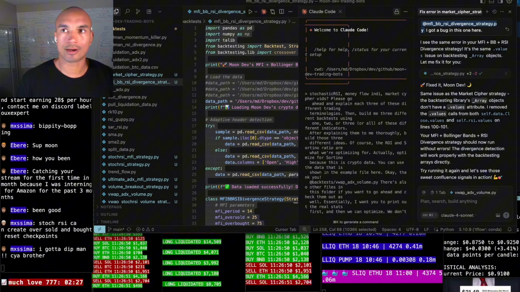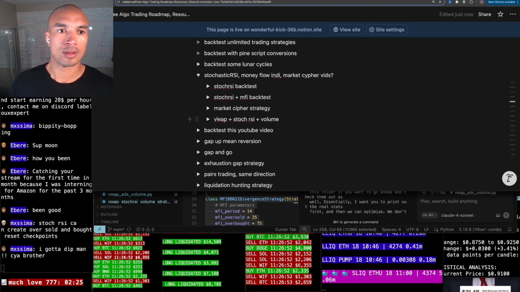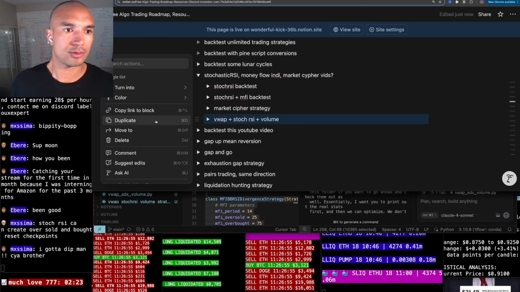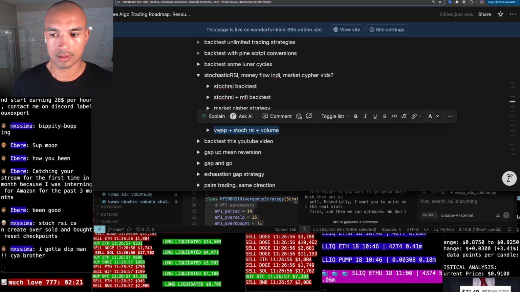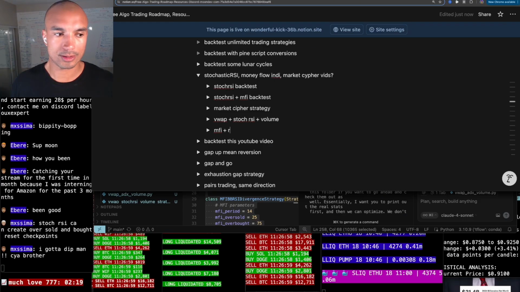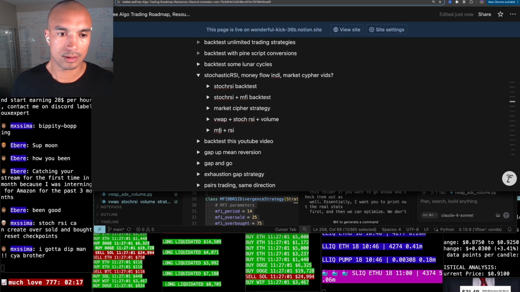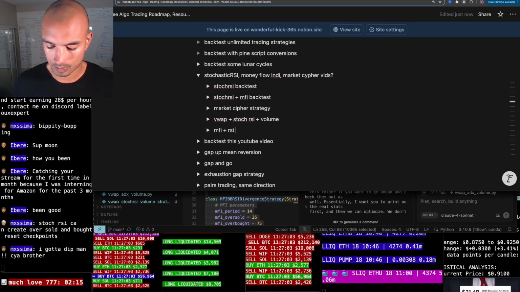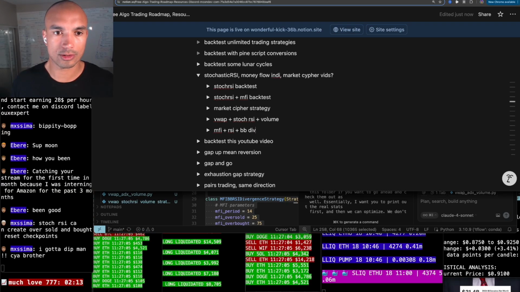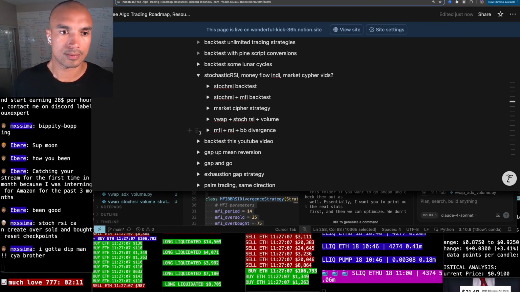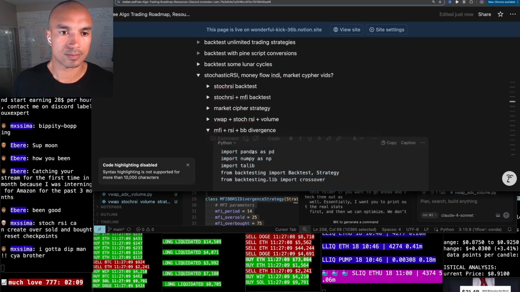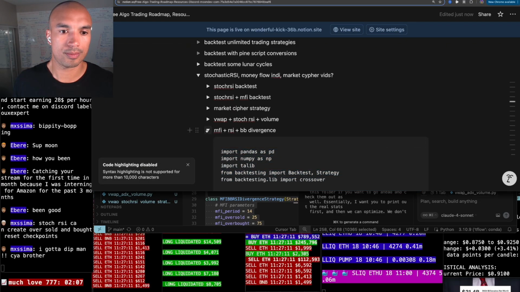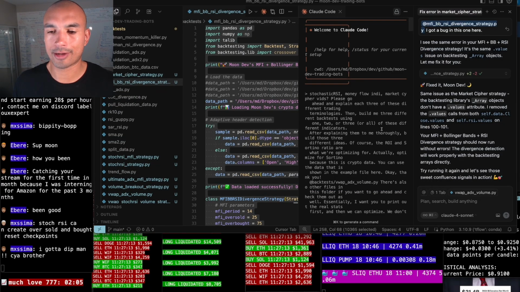MFI plus RSI. You can have the code though. Duplicate. So this would be MFI plus RSI plus BB divergence. Okay, let's go ahead and check out the other ones.